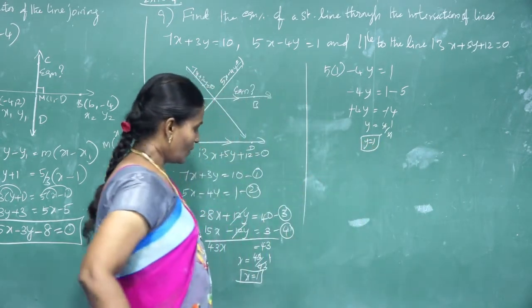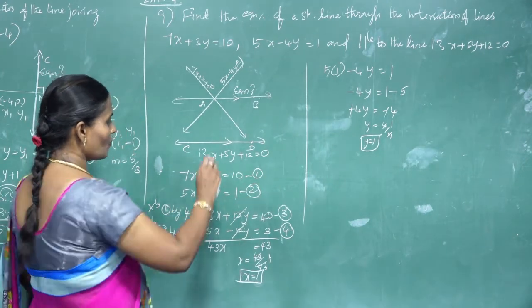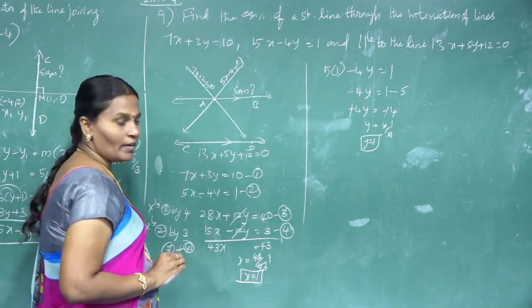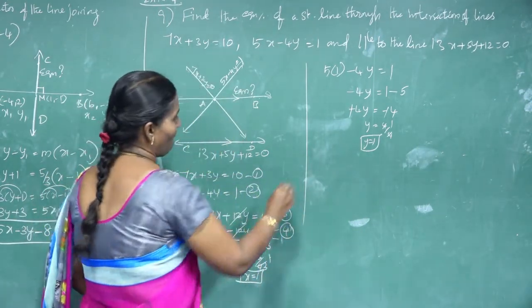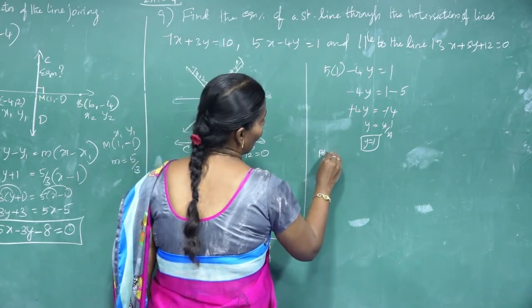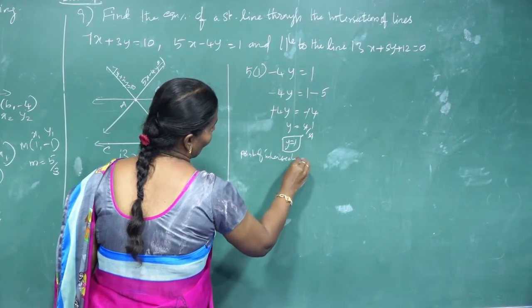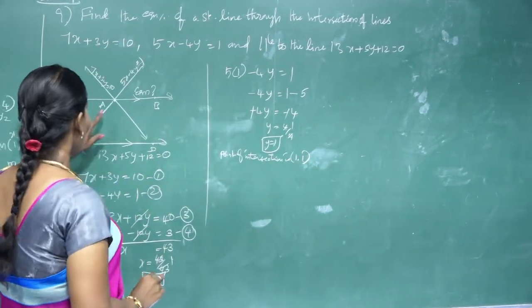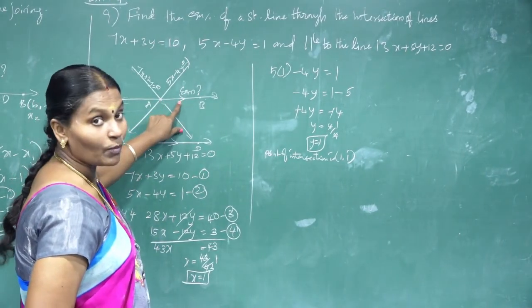Understand, children? So 1 comma 1. What is this point? The point of intersection, that is 1 comma 1. Now you know one point, and you can find the slope.